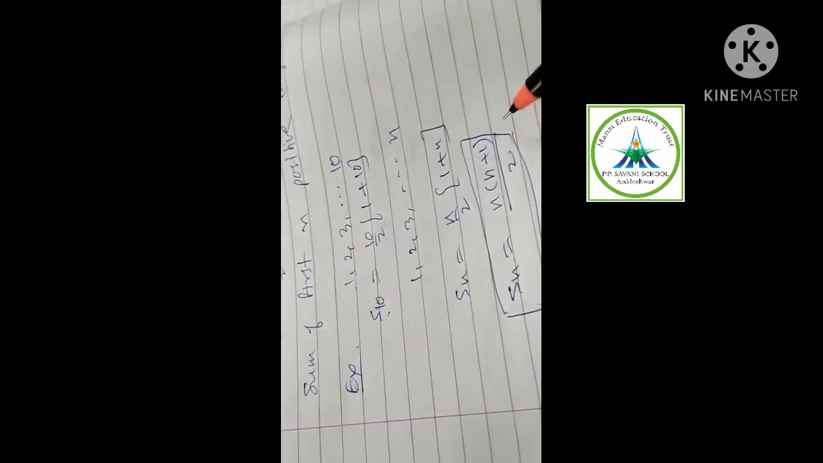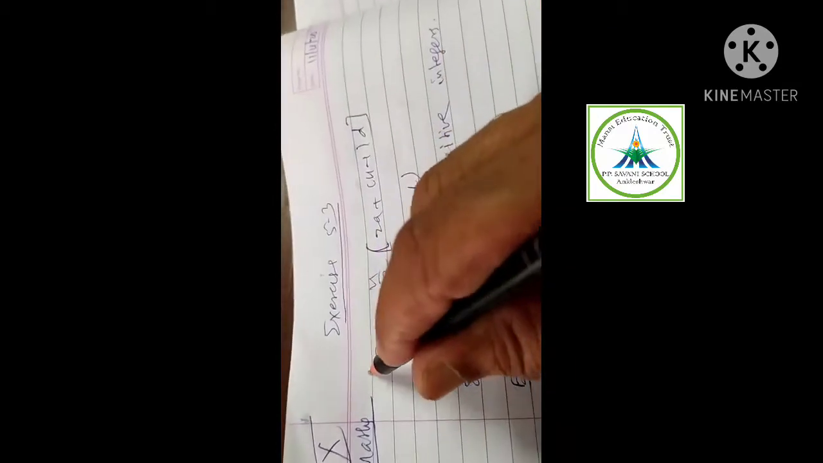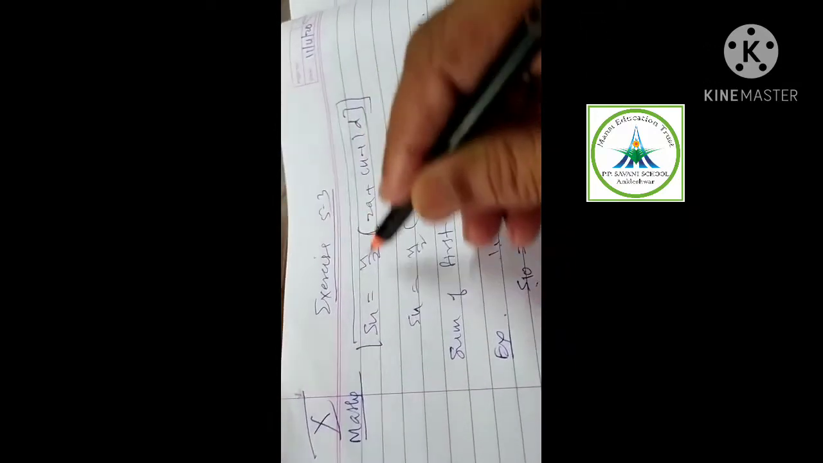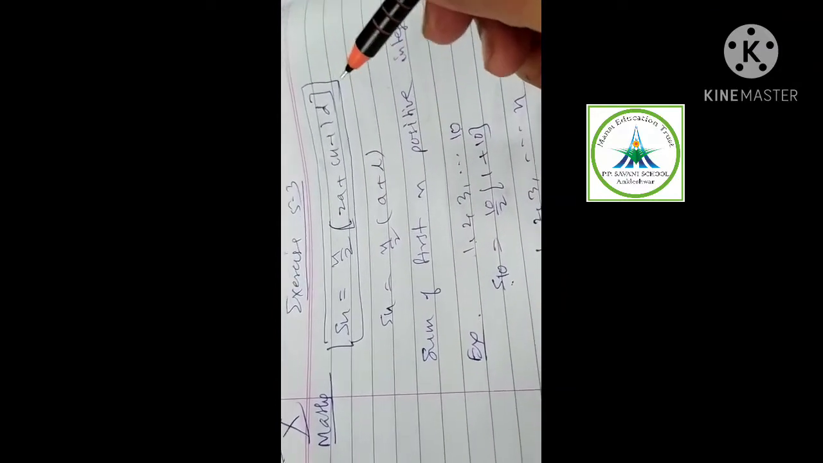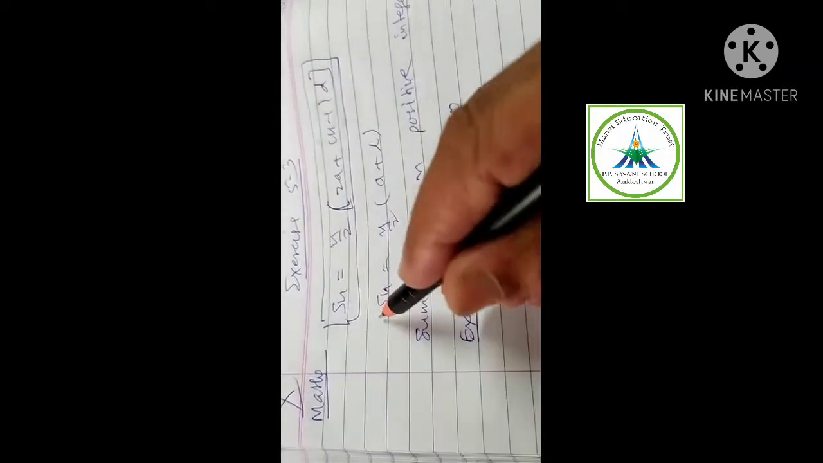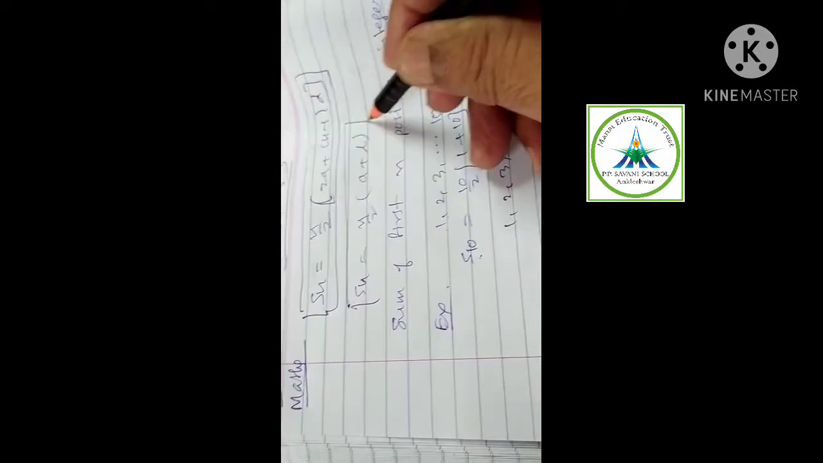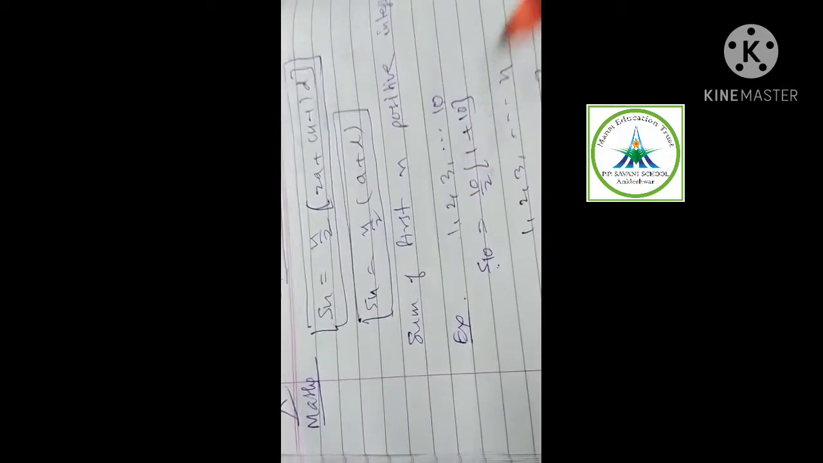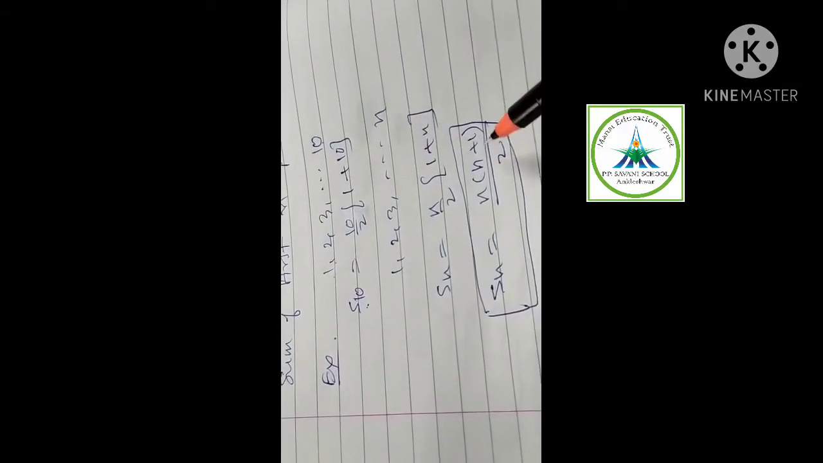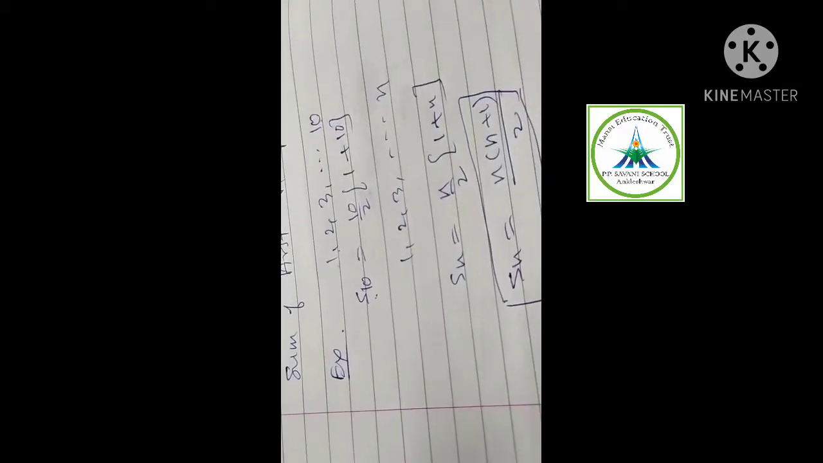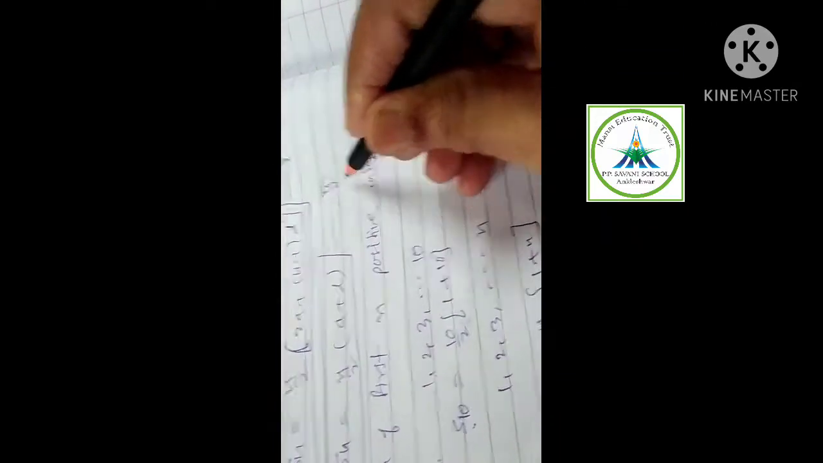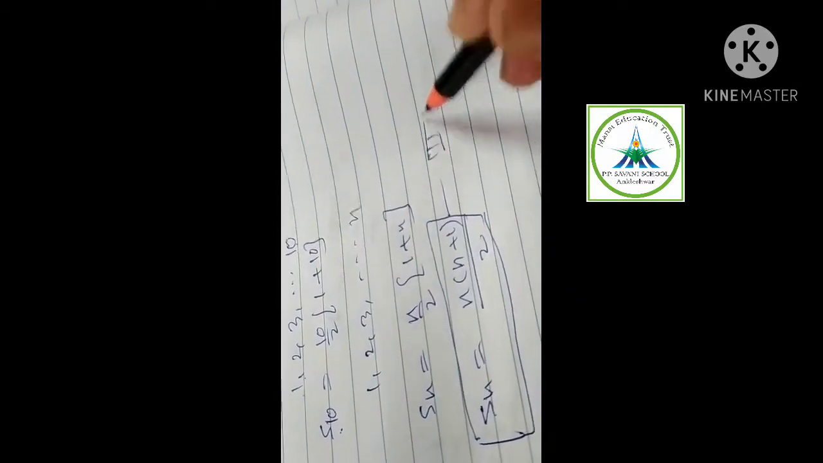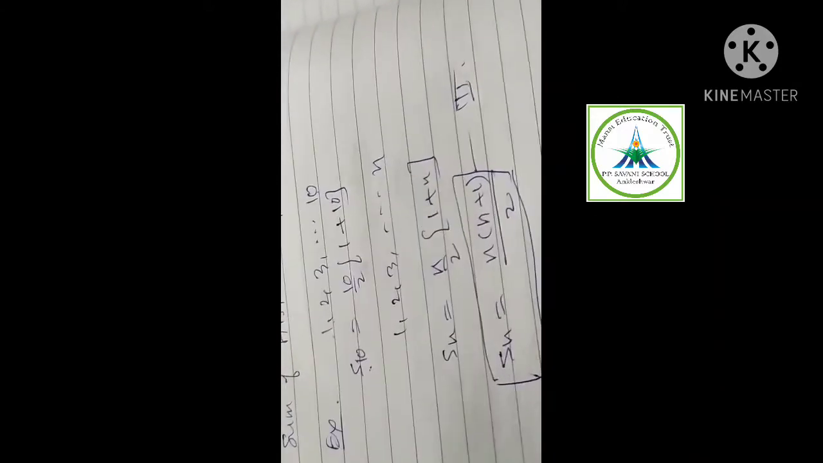All of you remember these three formulae. Sn equal to n by 2 bracket 2a plus n minus 1 d. Sn equal to n by 2 bracket a plus l. Sn equal to n bracket n plus 1 upon 2. These three formulae are very essential to know. Remember. Okay? Fine. Now we will take exercise 5.3, third example.